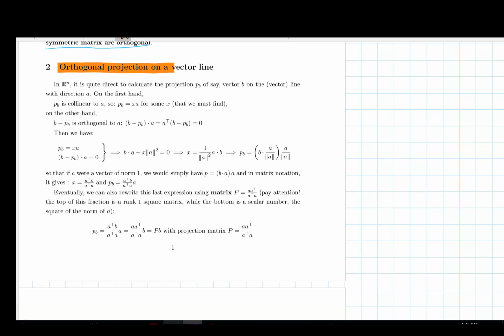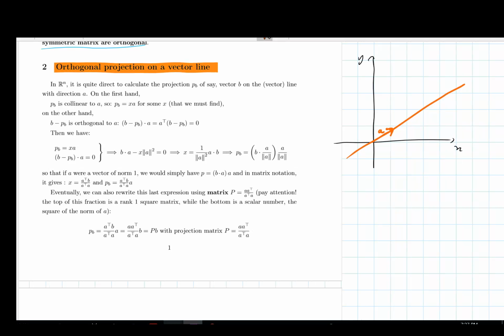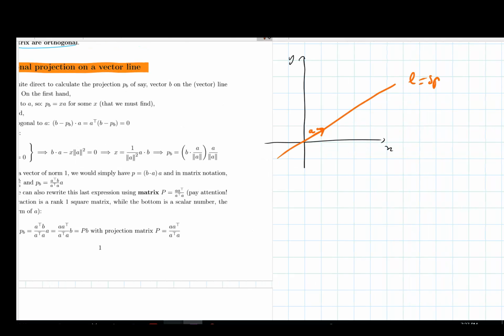Okay, so orthogonal projection on a vector line. Let's have some kind of representation in R2, or R3, by the way, it's going to work very similarly. So you've got R2, let's say, the plane, and you have a vector line. It's a line that has to go through 0, and let's say that it has direction vector A. So my direction vector of my vector line. You can also write that my line is the span of A, all right?